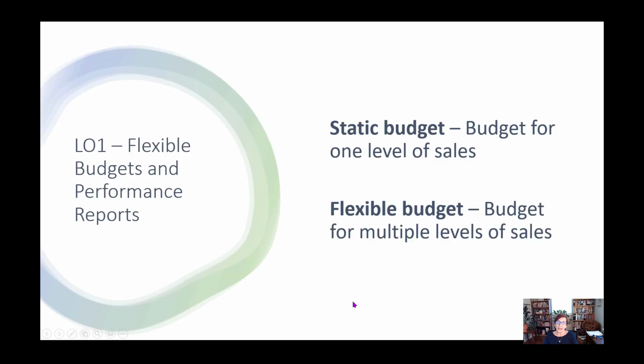So a static budget is the budget that we prepared earlier. A static budget is a budget for one level of sales. Remember in the last chapter, the first thing we did was make a sales budget, and that was our level of sales that we budgeted. A flexible budget, on the other hand, is a budget for multiple levels of sales. So company management is saying, well, what happens if we sell this many? What will our income look like? What will our expenses look like?